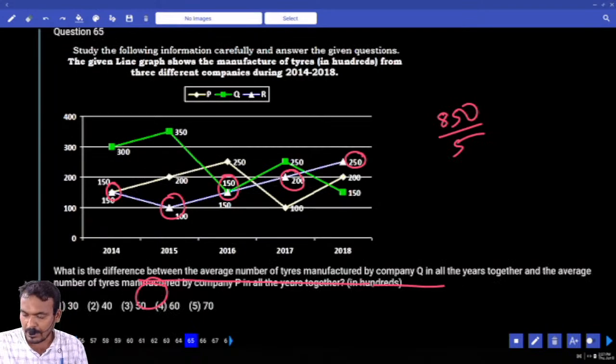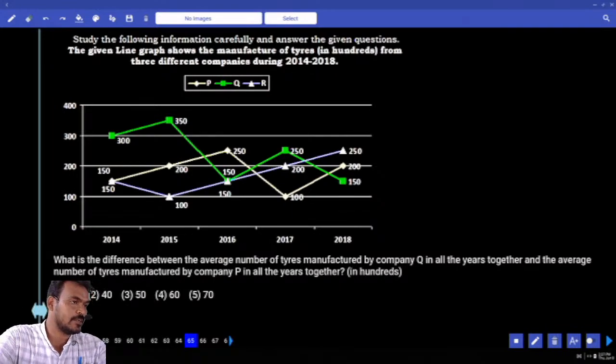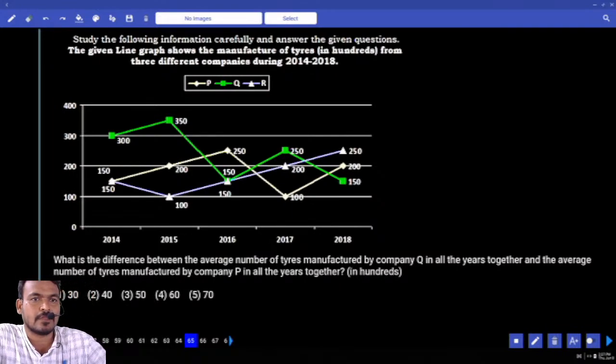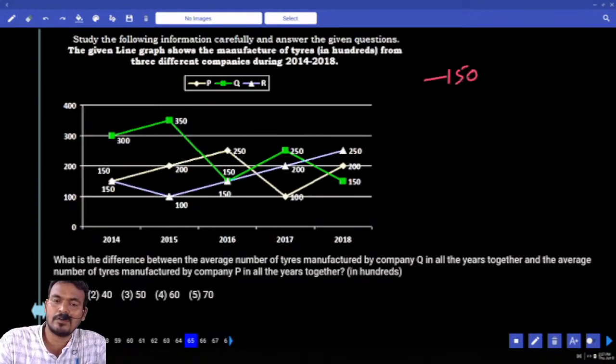Next, 65. What is the difference between the average number of tires manufactured by company Q in all the years together and the average number of tires manufactured by company P in all the years together? Q in all the years and P in all the years. First we need to identify the difference in every year. After that we need to identify the average difference. First in 2014, what is the P value? 150. Q value 300. Difference is 150. Q value more means we write minus 150.